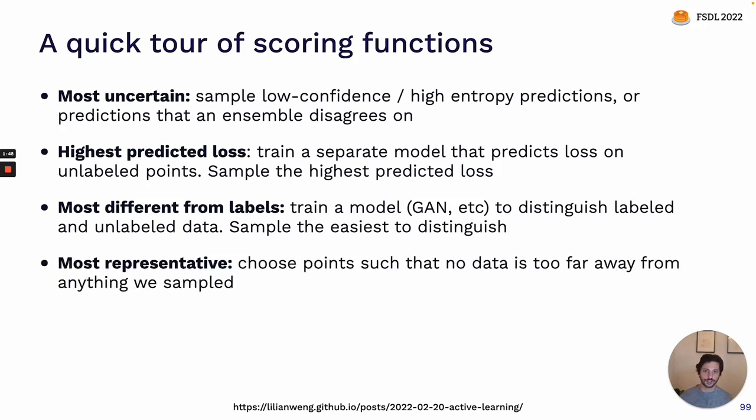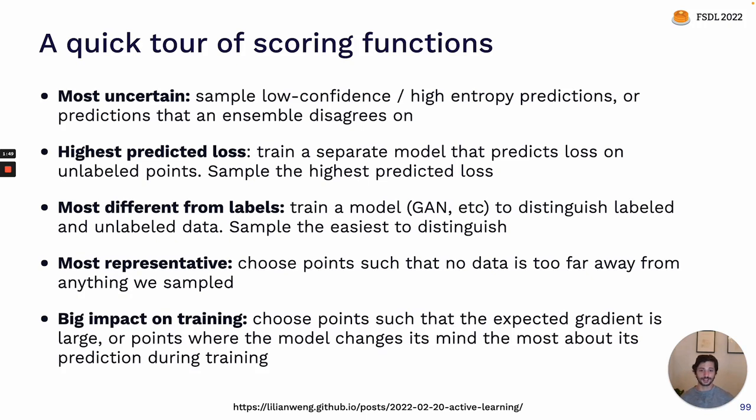We have scoring functions that are designed to take a huge data set of points and boil it down to the small number of data points that are most representative of that distribution. Lastly, there's scoring functions that are designed to detect data points that if we train on them, we think would have a big impact on training. So where they would have a large expected gradient or would tend to cause the model to change its mind. So that's just a quick tour of different types of scoring functions that you might implement. Uncertainty-based scoring tends to be the one that I see the most in practice, largely because it's very simple to implement and tends to produce pretty decent results. But it's worth diving a little bit deeper into this if you do decide to go down this route.